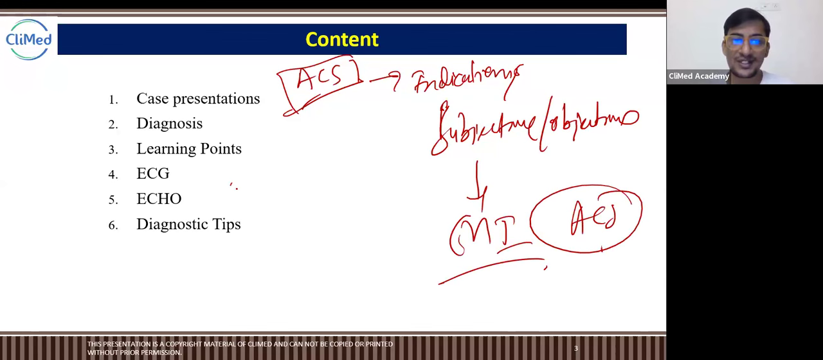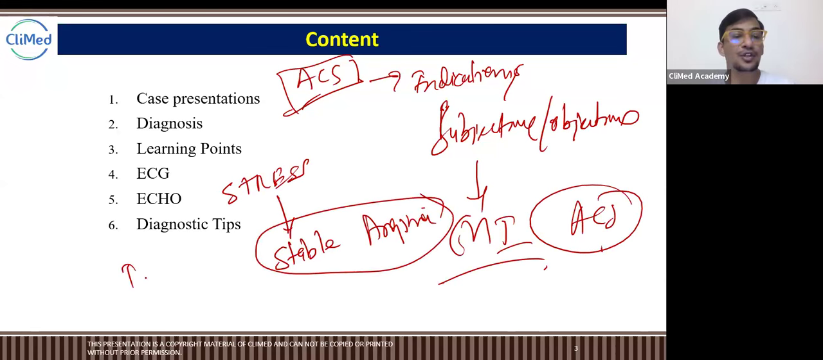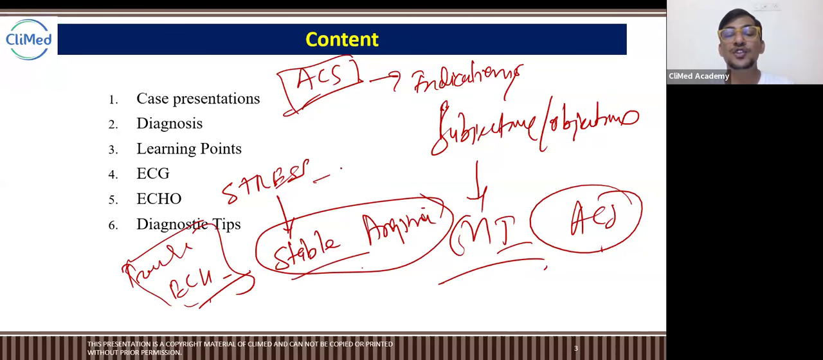A stress test is indicated, as Ambika has written, in stable angina. If this is stable angina and troponin T is not positive and ECG is not positive, then we go for the stress test, either stress echo or treadmill test, TMT, right? At such a time, we don't want the stress test.